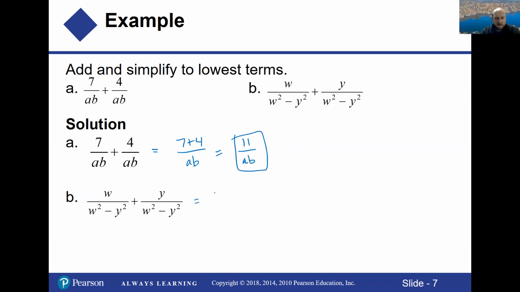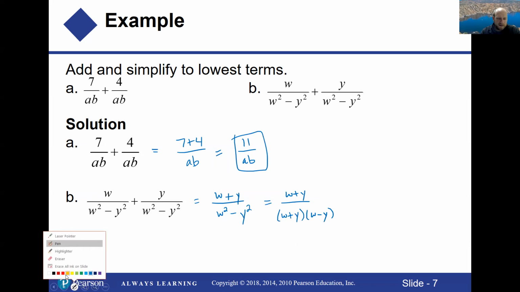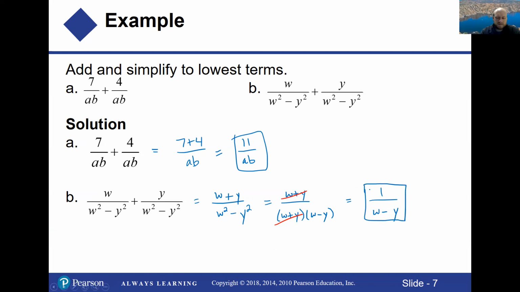And this guy, again, we add the numerator, so w plus y. Keep the common denominator, w squared minus y squared. And then notice here that this is a difference of 2 squares. So we can break up the w squared minus y squared into w plus y and a w minus y. And again, we notice that we have a w plus y on top, w plus y on the bottom. And we just have the 1 left over as we kind of did on the last slide. So the 1 left over on top in the numerator and w minus y in the denominator.